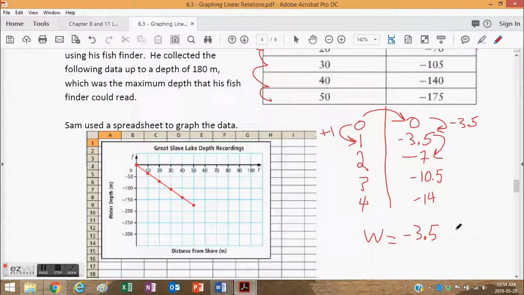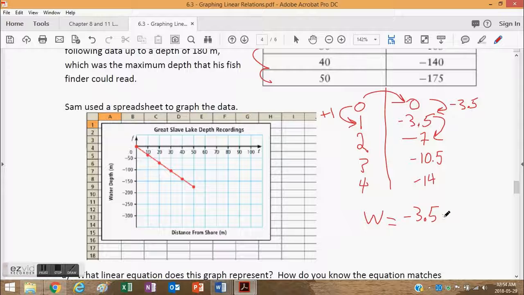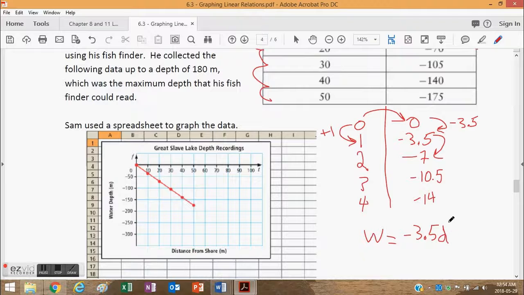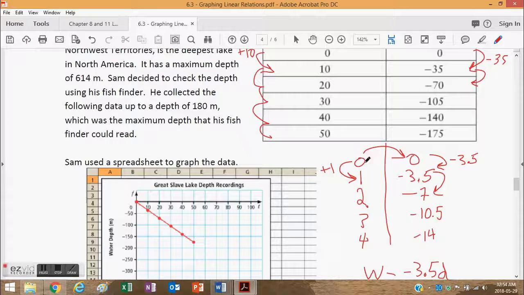Negative 3.5 times the distance. Now, sometimes there is going to be a plus or minus, some kind of constant in there. But the thing to always do is to check this with the first couple of values. So, W equals negative 3.5 D. If D is 0, negative 3.5 times 0, hey, that's 0. So it works for the first one. What about the second one? W equals negative 3.5 D, so negative 3.5 times 1 is equal to negative 3.5.